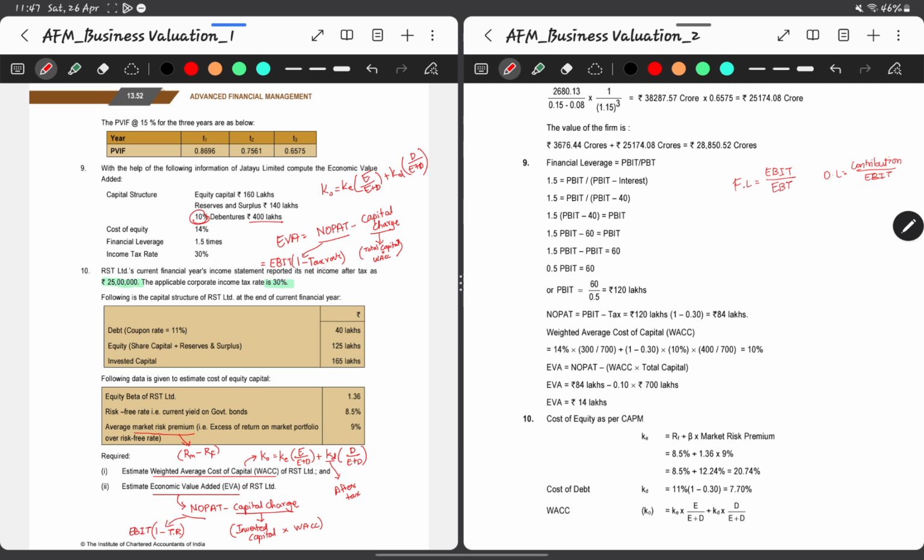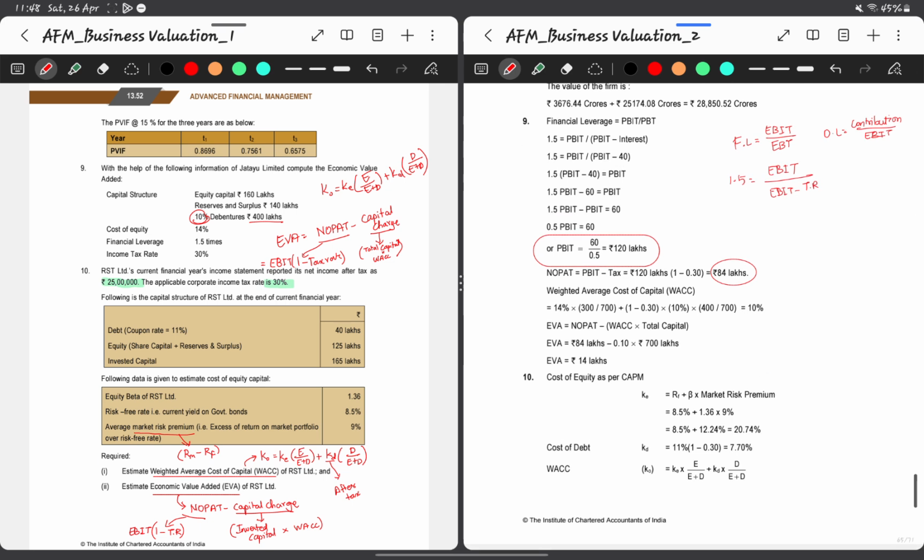Wherein NOPAT is nothing but EBIT multiplied by 1 minus tax rate, and we know financial leverage is 1.5, and we need EBIT, and EBT is nothing but EBIT minus the interest, and we know the tax rate also as 30%. Reverse calculating, we got EBIT as 120 lakhs. Now adjusting tax again in this 120 lakhs will give us NOPAT, net operating profit after tax. Now we have to reduce the capital charge from this. Capital charge we'll find out by multiplying total capital by the weighted average cost of capital.